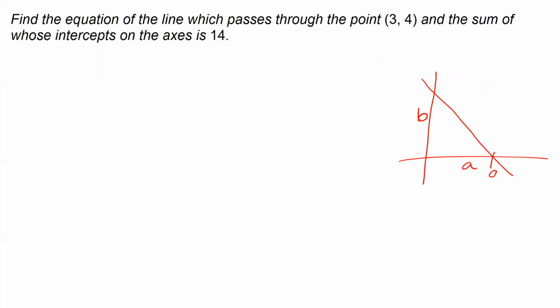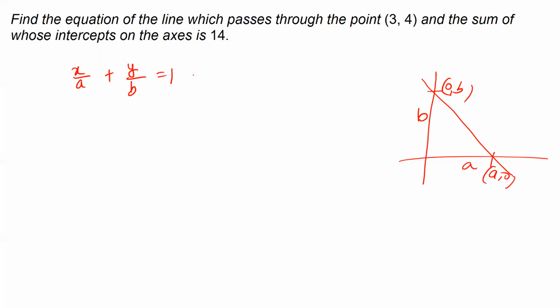So this point is (a, 0) and this point is (0, b), and we already know from the intercept form that the equation of this line is going to be x by a plus y by b is equal to 1. This is what the intercept form says: x by x-intercept plus y by y-intercept is equal to 1. If you are forgetting this, please go and watch my previous videos.